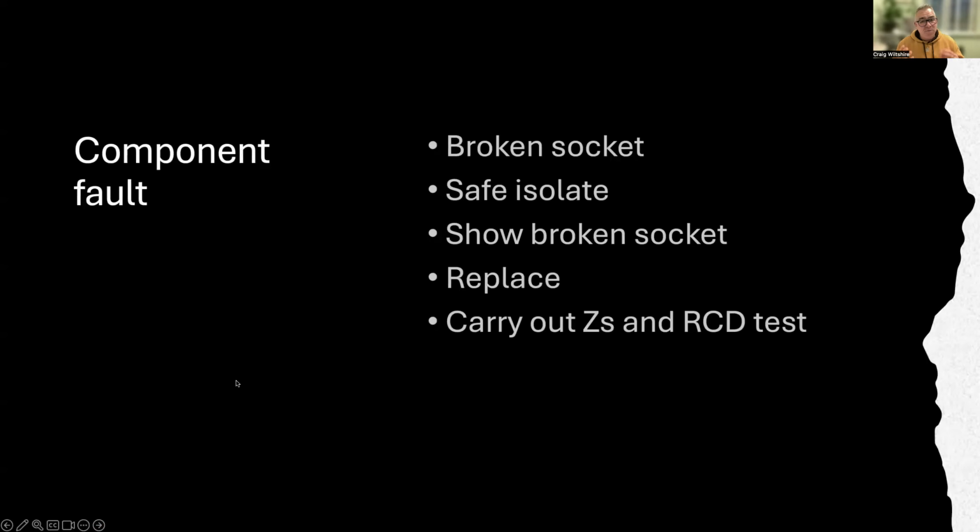And a component fault, you save this one for your observation, guys, because component fault on an observation is so simple. You can cover so much by doing a tiny little fault. My example is a broken socket outlet. So you find the broken socket, so picture or show me on the video, on the live video, the broken socket. You're going to safely isolate. You're going to show the broken socket, replace it with a new one, and then when you've replaced it, switch it back on, do a Zs test, guys, do an RCD test.